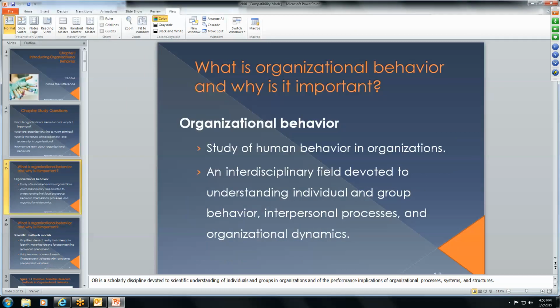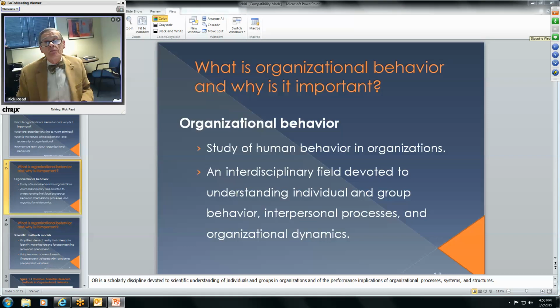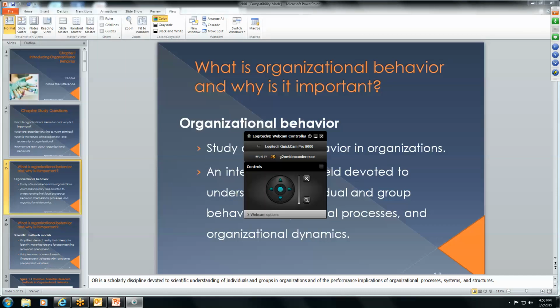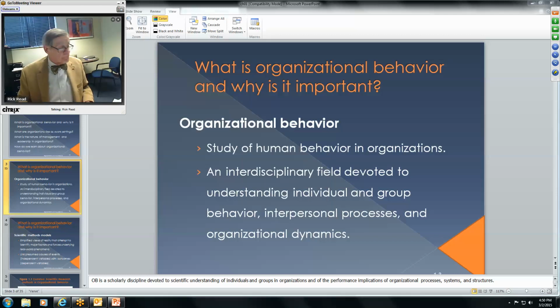All right, pretty simple here, the definition of organizational behavior. Nothing really that we couldn't figure out on our own without this definition. And that is, it's the study of how people behave in organizations. We spend a good percent of our waking hours at work, so we ought to find out what goes on, how it goes on. We ought to find out how to study behavior, how people work, how they interact, etc.